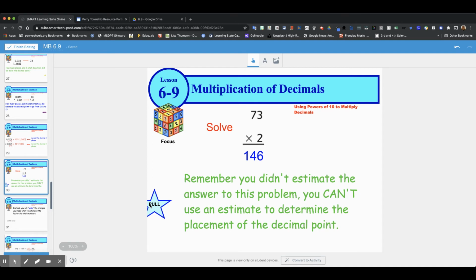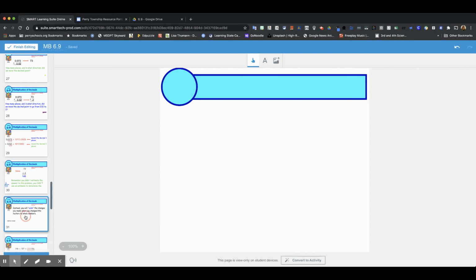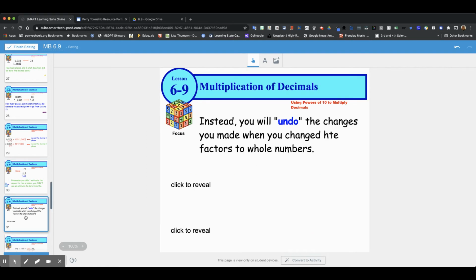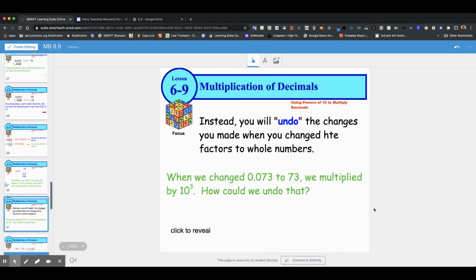So remember, we didn't estimate, because with this problem, we can't use estimation to determine the placement of the decimal point because they would have been 0. That would have been our estimate. Instead, what we will do is undo the changes we made to make the factors whole numbers. So if we take a look here at these little bits of information, when we changed 7,300 to 73, we multiplied it by 10 to the third. Key is multiplied. How could we undo that? What are we going to do to undo multiplication?